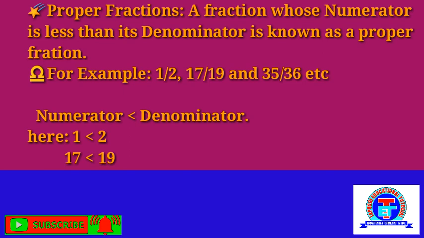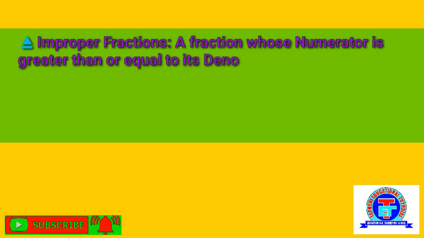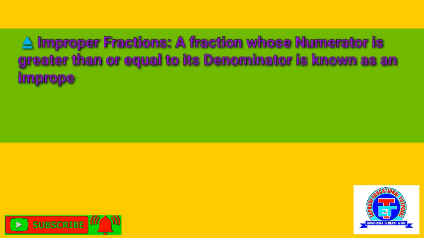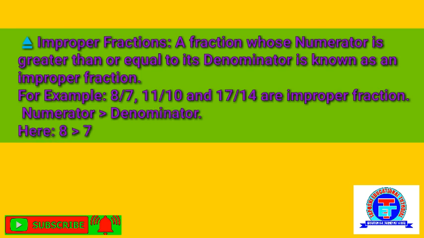Now improper fraction. A fraction whose numerator is greater than or equal to the denominator is known as an improper fraction. For example, 8/7, 11/10 and 17/14 are improper fractions. That means here the numerator is greater than the denominator. Here 8/7, that means 8 is greater than 7, right?